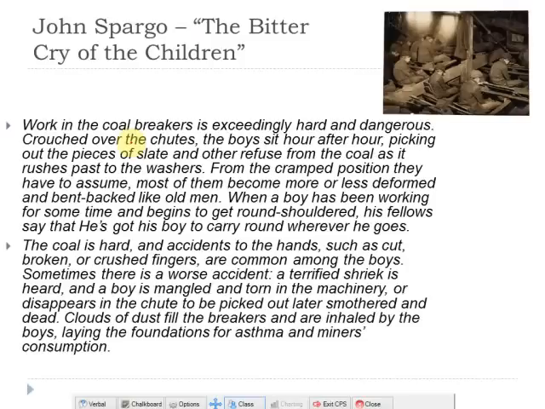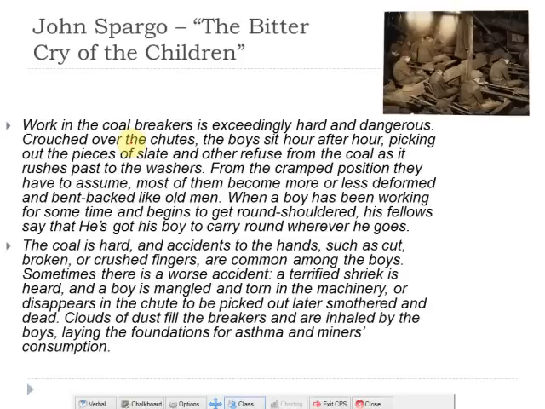Another famous muckraker at the time is John Spargo, who wrote The Bitter Cry of the Children. What do you think this book was about? How children... Child labor. Child labor. So as you guys are writing that down, I'm going to read you guys two excerpts from The Bitter Cry of the Children. Listen closely.